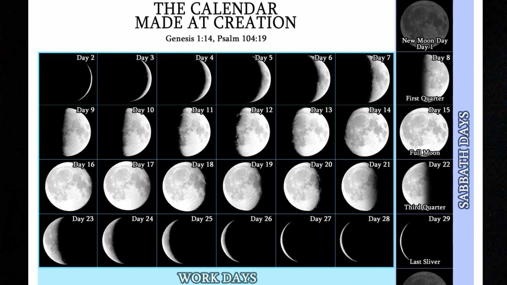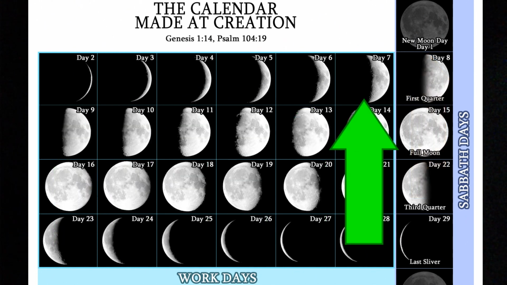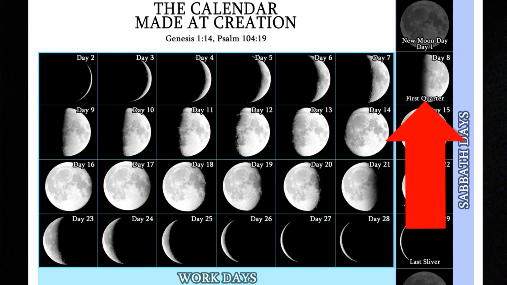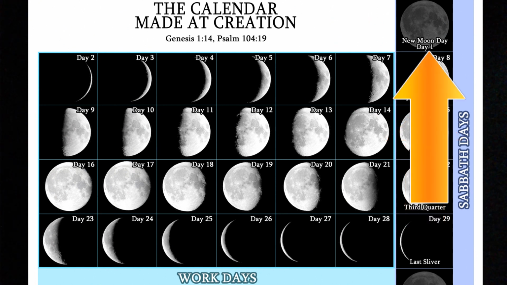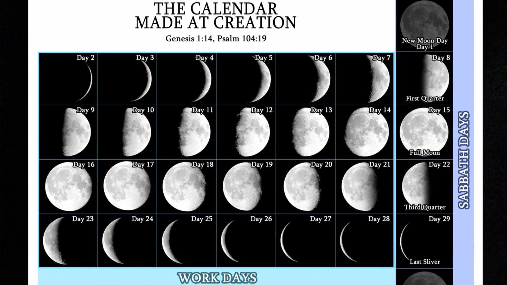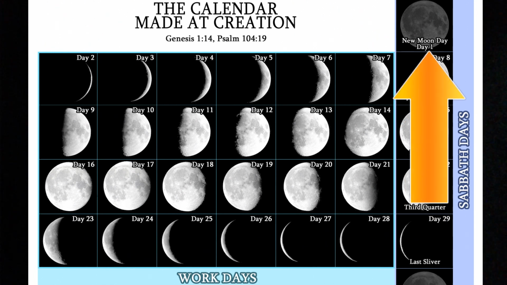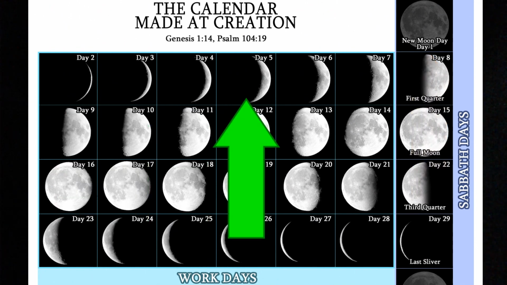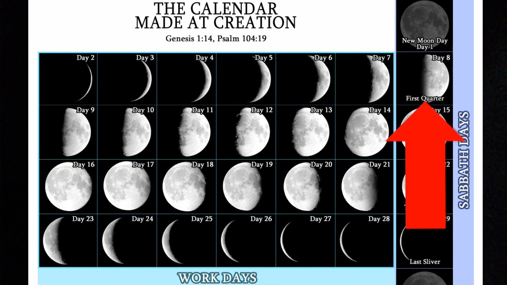There are things that you need to keep in mind. There are 3 types of days: the new moon day, which is in the beginning of the month, the work days, and then the Sabbath day. New moon day is a worship day according to Ezekiel chapter 46, verses 1 to 3. Work days are days that you can work and do whatever, but the Sabbath day is a worship day and a rest day.